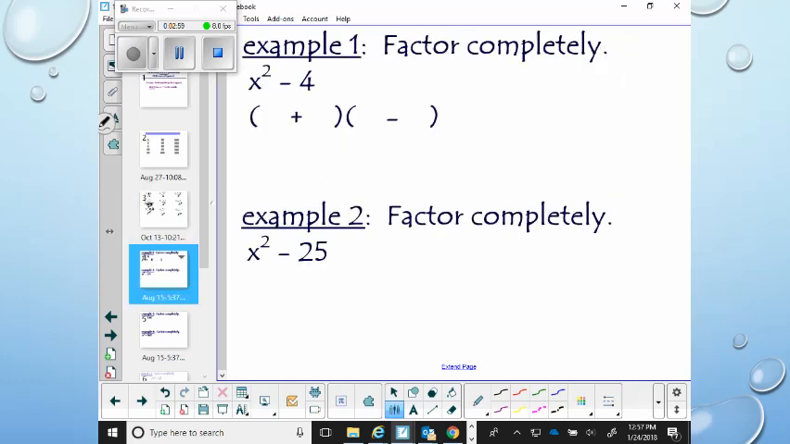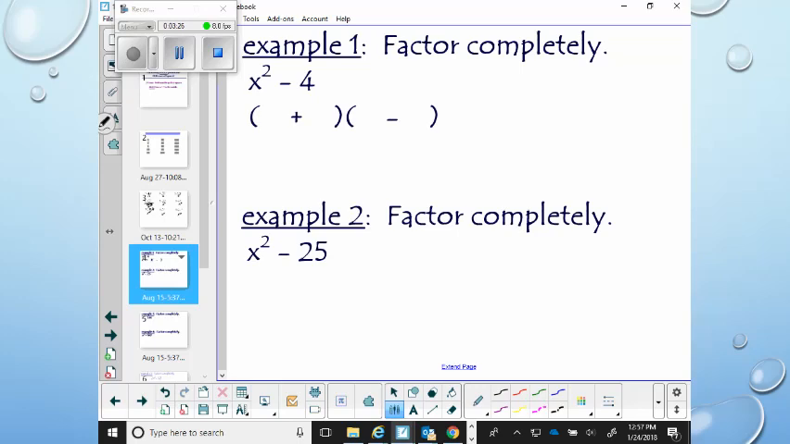Alright, this is our first example. When you have difference of squares, first thing you want to see is, is there a subtraction sign? Is it a difference? Yes. Are both of these terms a perfect square? Yes. Anything with an even exponent is a perfect square. X squared is a perfect square.